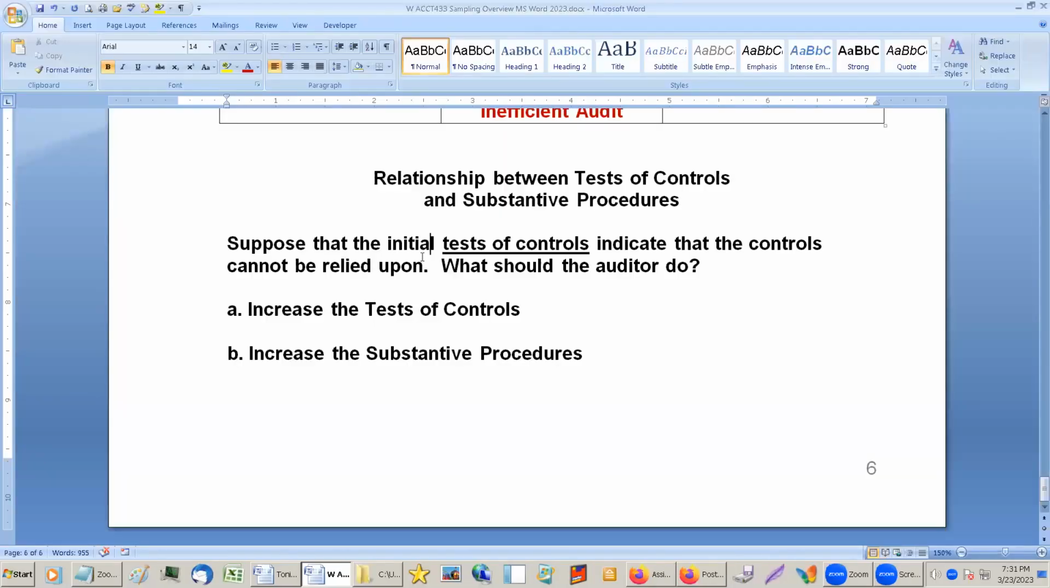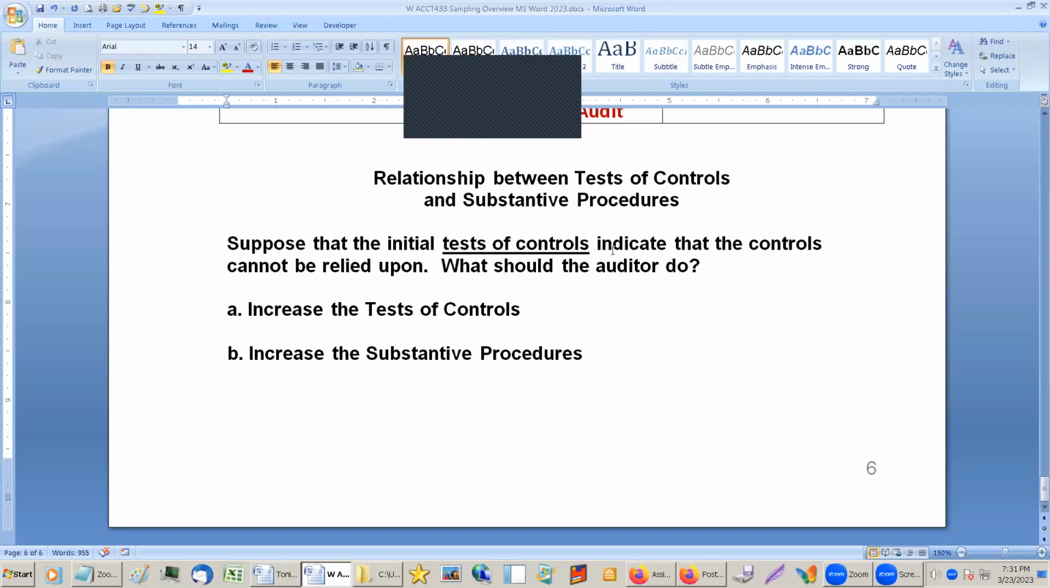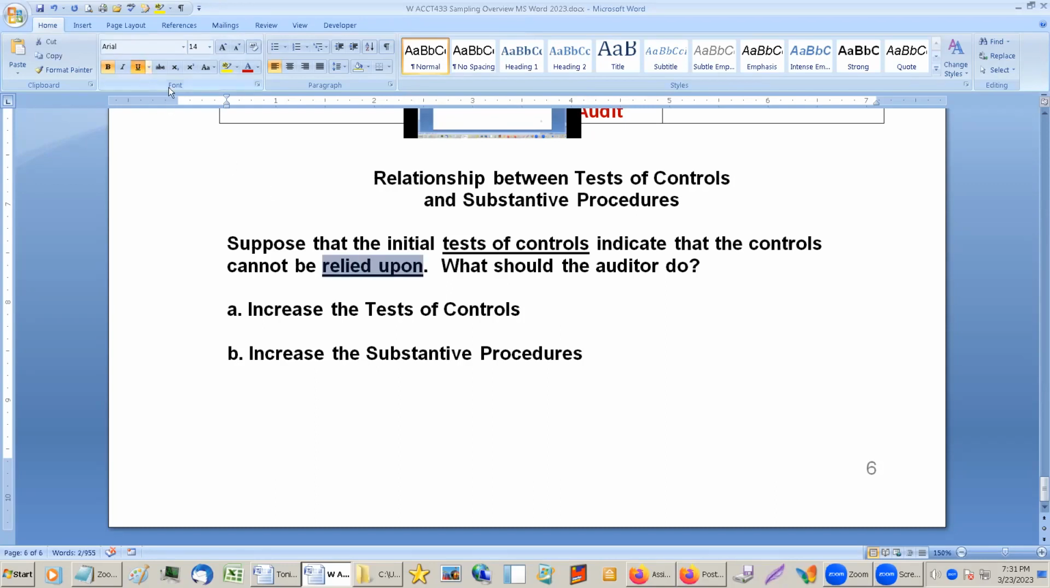Okay, so back to our problem. Suppose the initial test of controls indicates that the controls cannot be relied upon. So you're starting to do testing and the test of controls results are not very good. You can't rely upon them. So what are you going to do? Are you going to increase the test of controls, or increase the substantive testing?